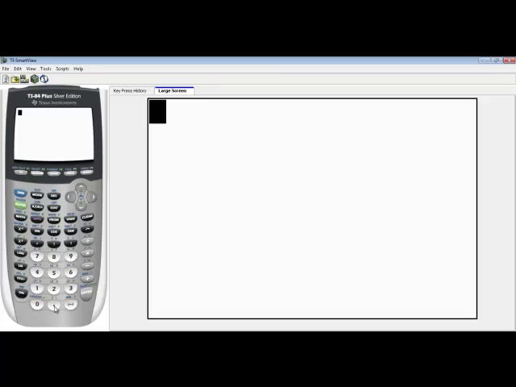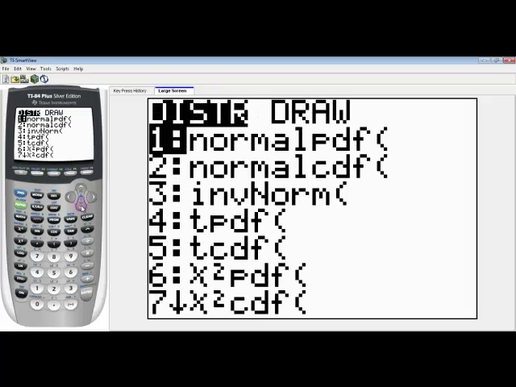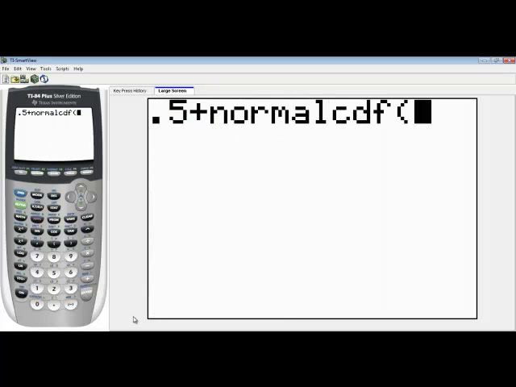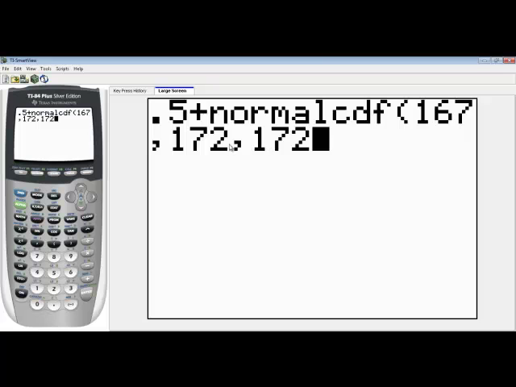So first I need to type in the 0.5 plus, and then I'm going to go into the distribution menu, so second vars, and get the normal CDF. Okay, and then I need to put in my numbers, so we want the piece between 167 and 172, and again those two numbers always need to be in numerical order, so the smaller one needs to come first. Then I need to type in the mean, which is 172 again. Sometimes you get this repeated number in the middle, sometimes you don't.